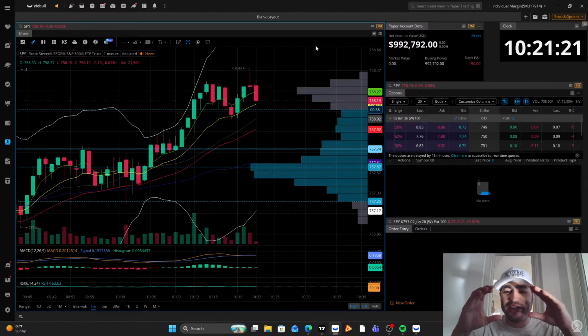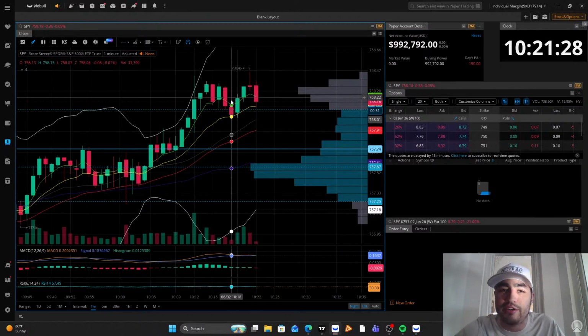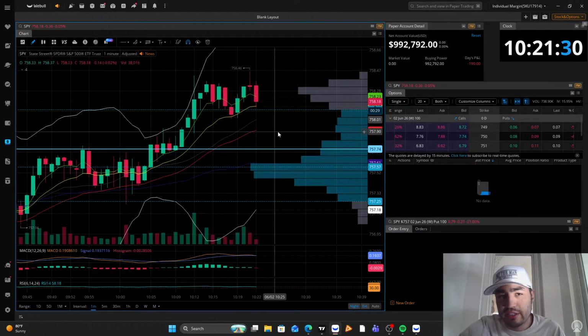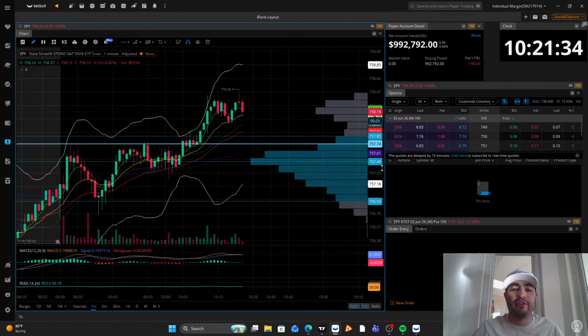Trying to understand candle patterns. Why is this candle bouncing off of here and not going under? Why did this decide to bounce here? Looks like there's a couple of buyers there, and you're going to learn the moving averages, the EMAs and stuff like that.